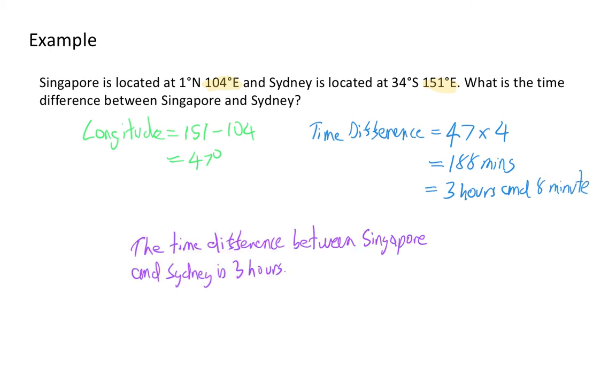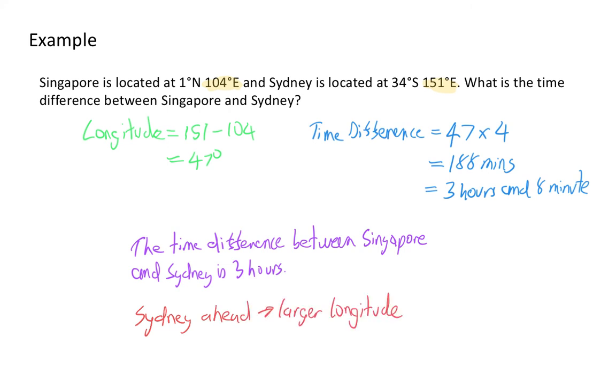So I'm going to round that to the nearest hour. The time difference between Singapore and Sydney is going to be 3 hours. And because Sydney has the larger longitude value, we can say that Sydney is actually going to be 3 hours ahead of Singapore.